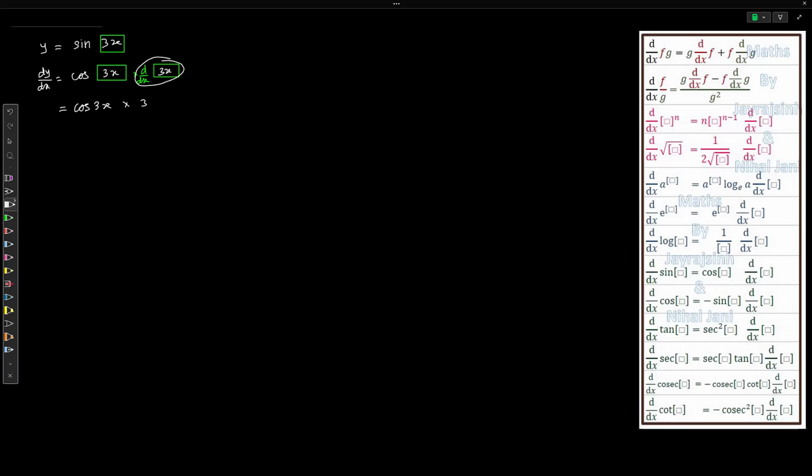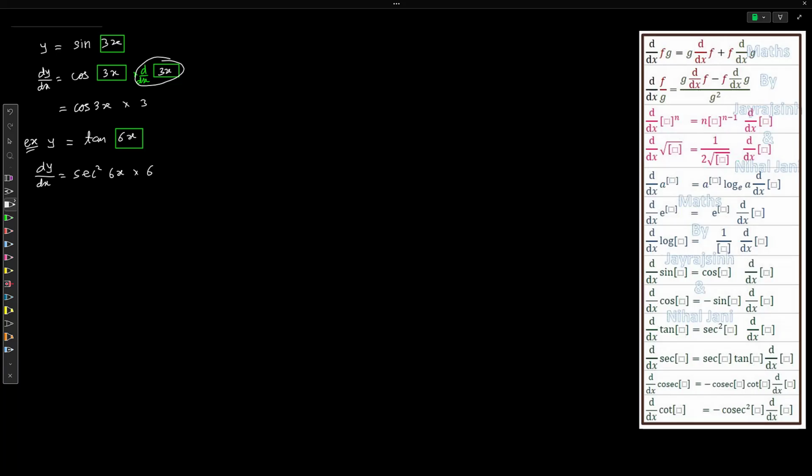Yeah? Okay. Now let's go for another example. Let's say y is equal to tan 6x. So dy by dx will be... 6x is your inner function. We just have to differentiate tan box, which will be sec square box into coefficient of x should be multiplied, or we can say 6. Okay, so 6 into 6 are 36x.